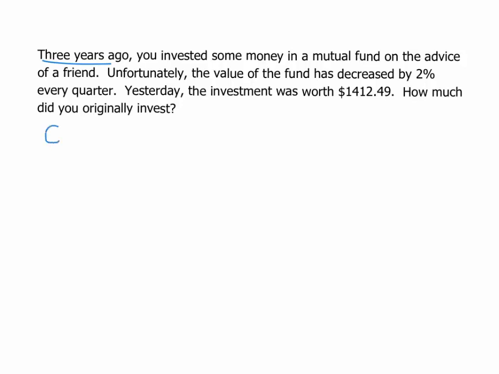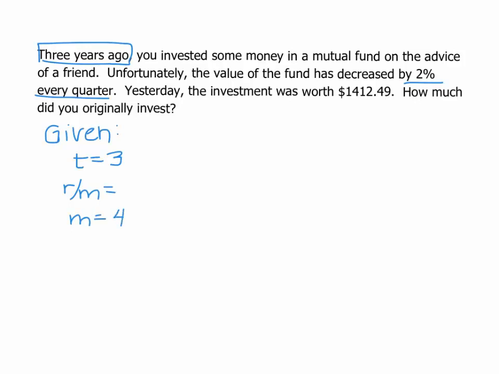So let's, as usual, write down what given information we have and what our goal is. So they're talking about 3 years ago, so we know our time is 3 years. We invested some money on some advice of a friend. Unfortunately, the value has decreased by 2% every quarter. First of all, this is not a situation where they give you the annual rate, they give you the quarterly rate. We know that they give us the R divided by M, and we also know it's quarters, so M is 4.